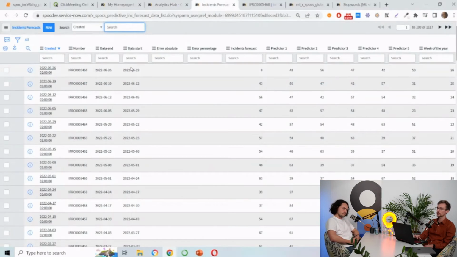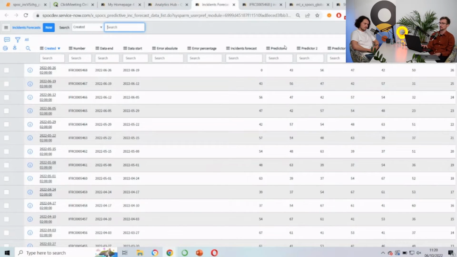But to use Predictive Intelligence, we had to prepare the data. As Adam mentioned before, we use 5 predictors. Predictor 1 is last week. Predictor 2 is 2 weeks ago. Predictors 3 and 4 are 3 and 4 weeks ago. And predictor 5 is the exact number of incidents that happened exactly a year ago. We also added the week of the year just for the sake of training the solution.